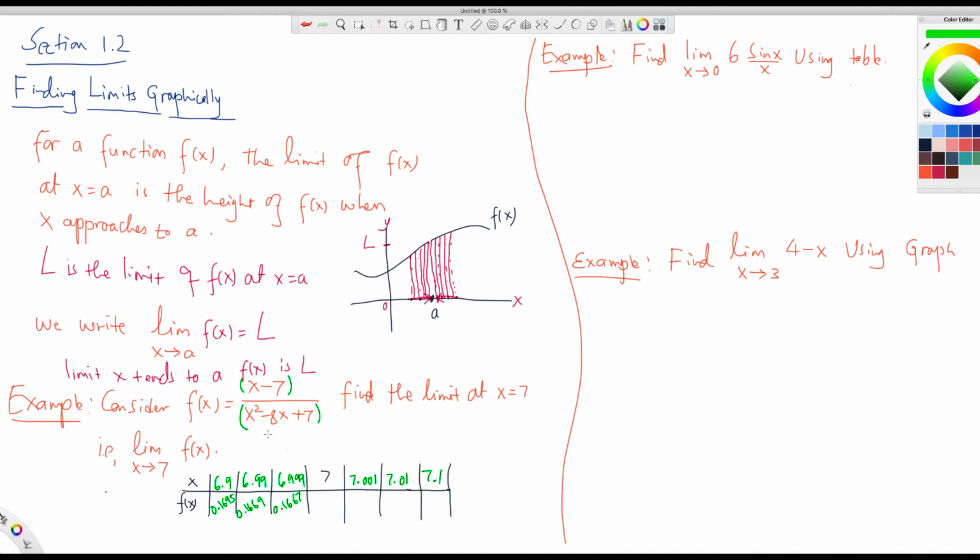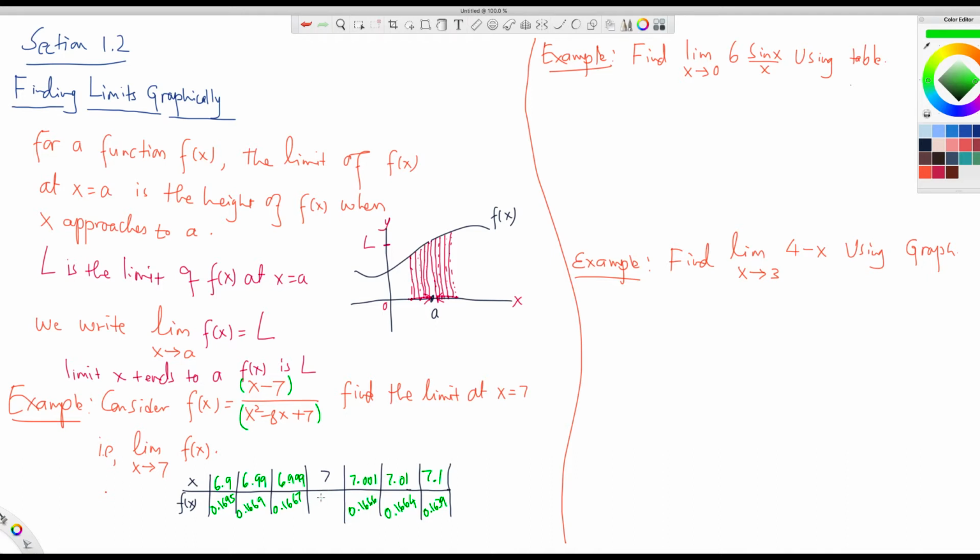Similarly at 7.1, meaning you plug in 7.1 for x, I will get 0.1639. If I plug in 7.01, I'll get 0.1664. And at 7.001, I'll get 0.1666.